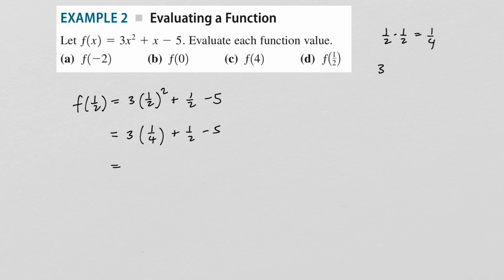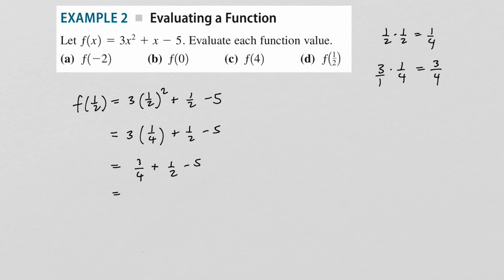Now, what is 3 times 1/4? Well, remember, when you multiply a whole number to a fraction, you can think of 3 as 3 over 1, and then it's just 3 times 1 is 3, and 1 times 4 is 4. So this is 3/4 plus 1/2 minus 5.